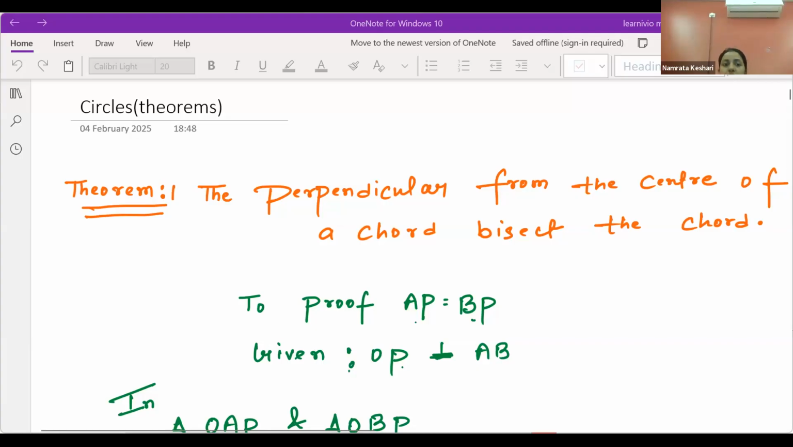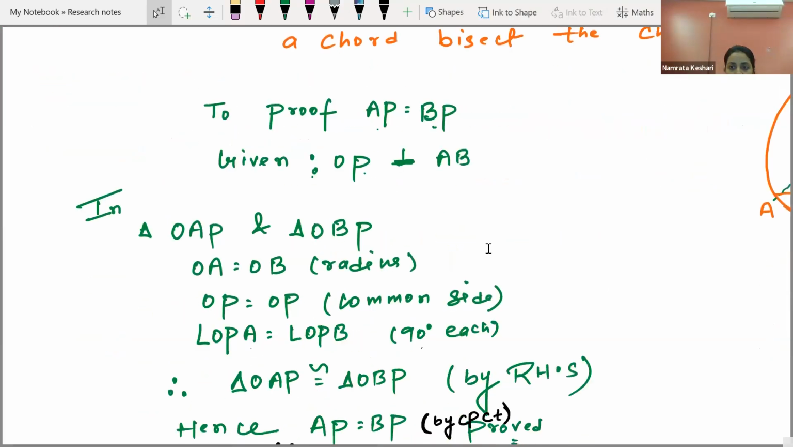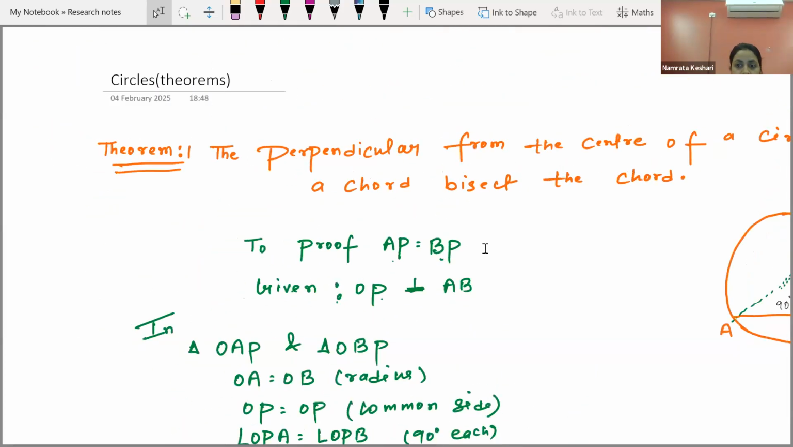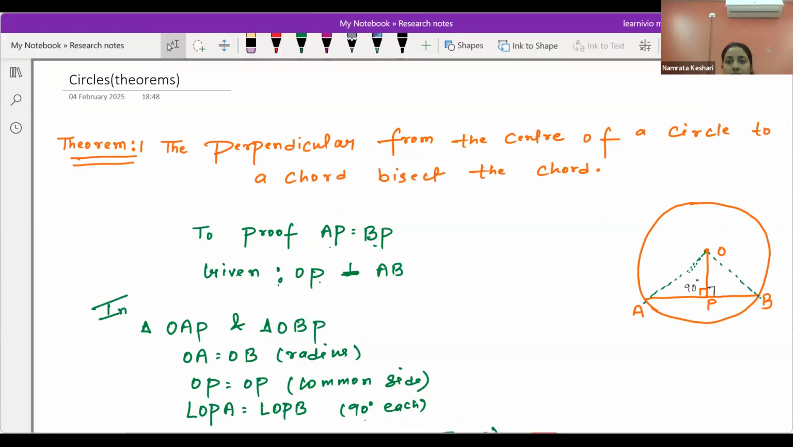You all can see the first theorem, the perpendicular from the center of a circle. Just let me minimize it a bit. Can you see the screen, everyone? Is it readable? Yes, ma'am. Okay, let's continue.